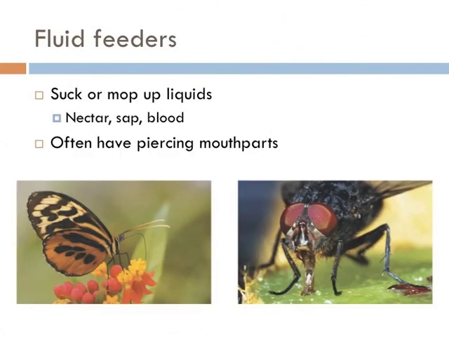Butterflies, hummingbirds, and flies are all fluid feeders. They eat by sopping up liquids, and many of them have piercing mouth parts so that they may puncture an outer layer so that they can get to the liquid innards of their food source.